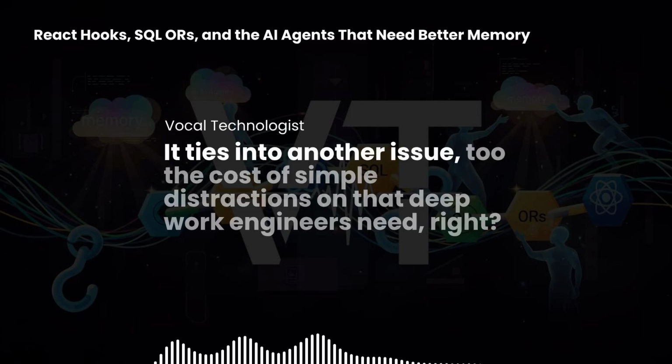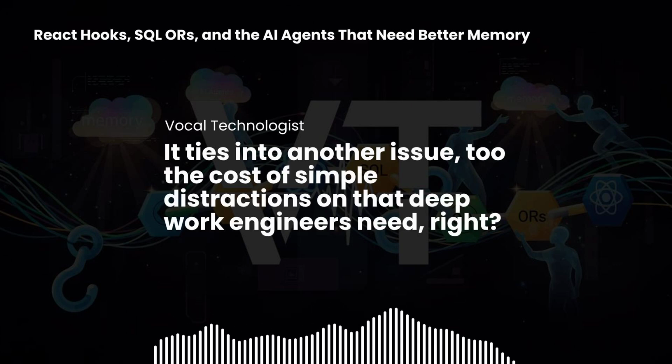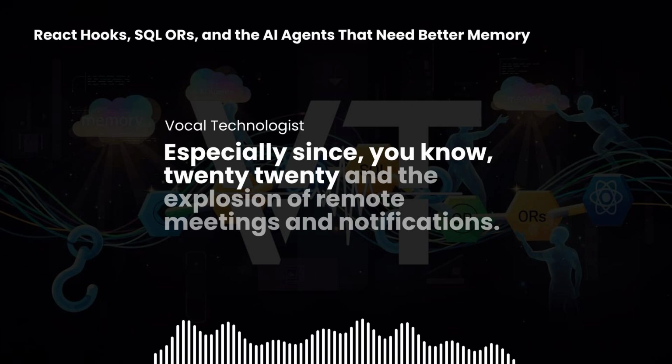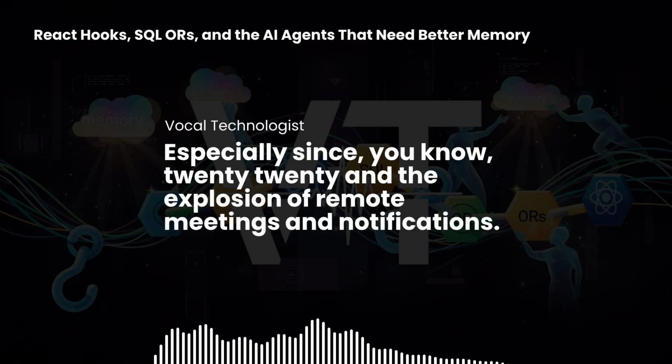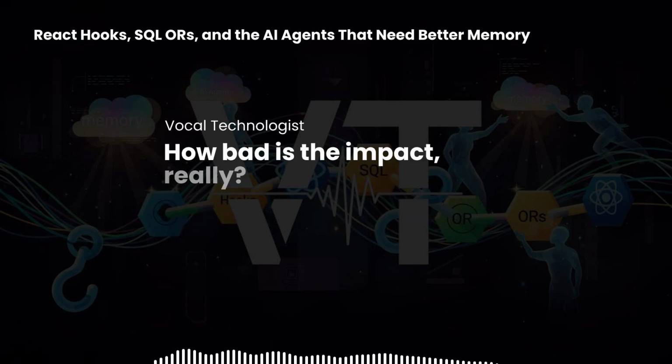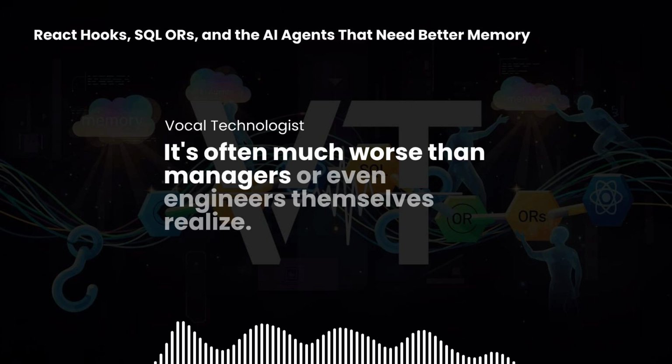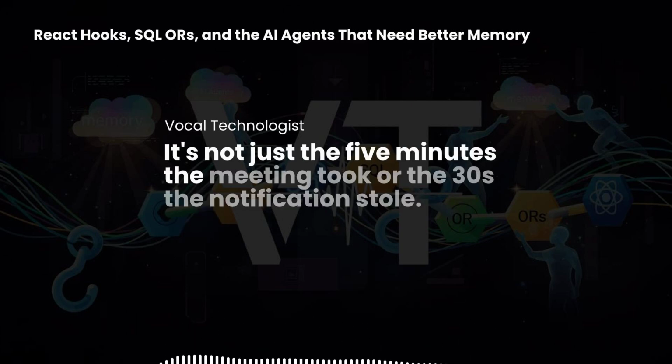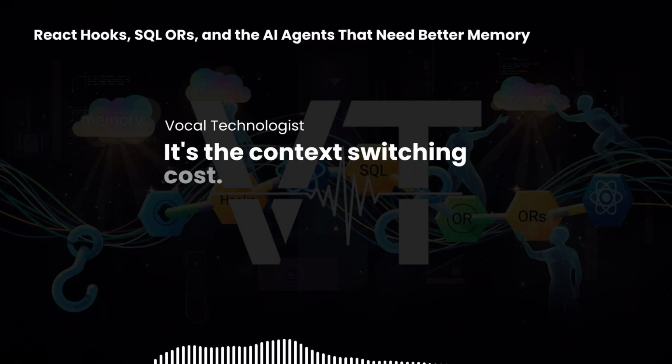It ties into another issue, too, the cost of simple distractions and that deep work engineers need. Right. Especially since 2020 and the explosion of remote meetings and notifications. How bad is the impact, really? It's often much worse than managers or even engineers themselves realize. It's not just the 5 minutes the meeting took or the 30 seconds the notification stole. It's the context switching cost.